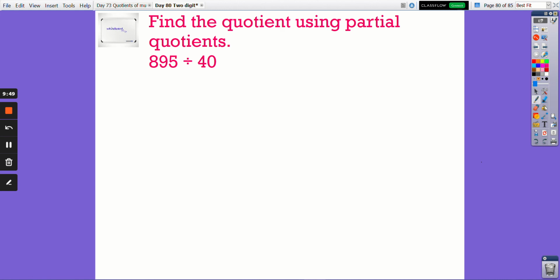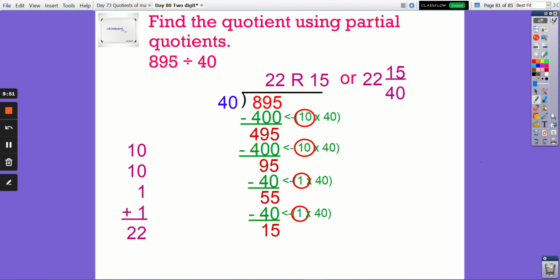Okay, here we go. Welcome back. So hopefully, the first thing, check your answer. Did you get 22 remainder 15? Remember, your remainder always needs to be less than your divisor. If you have more than what you're dividing by, then you have to pull more out.